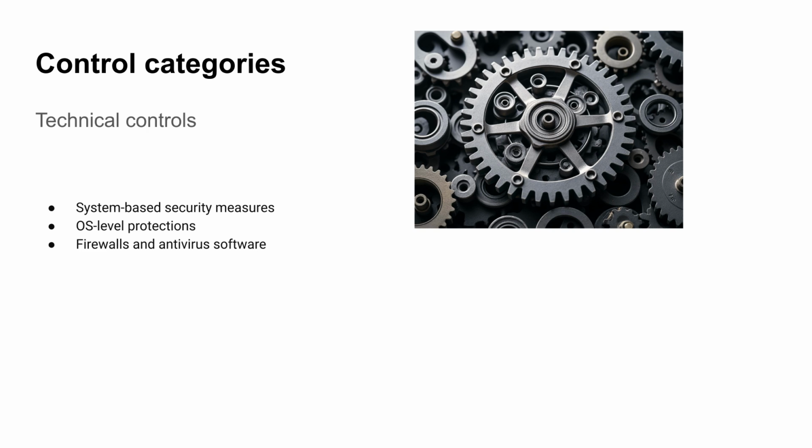Let's start by exploring the first category, technical controls. These controls involve the use of technology to safeguard systems and data. For example, when managing an operating system, you might configure specific settings and permissions to control what actions can or cannot be performed. Additionally, tools like firewalls and antivirus software fall under this category, as they provide crucial layers of defense by detecting and preventing unauthorized access and harmful software. These controls are essential because they provide the automated system-level protections that form the backbone of any security strategy.